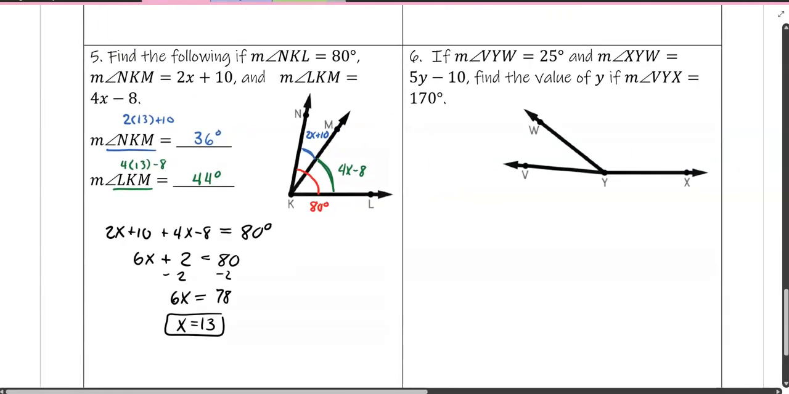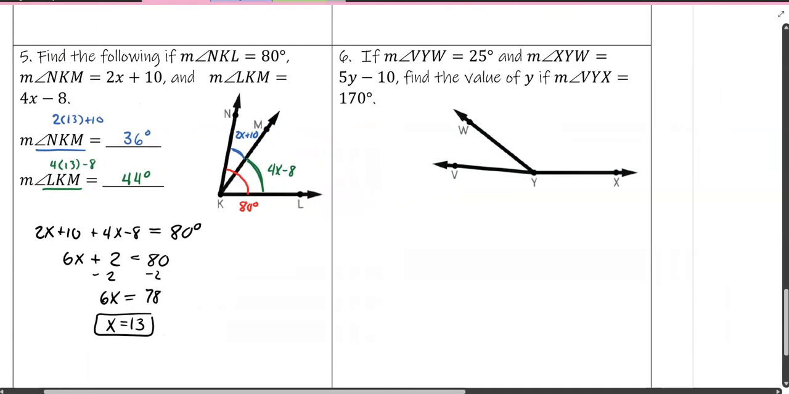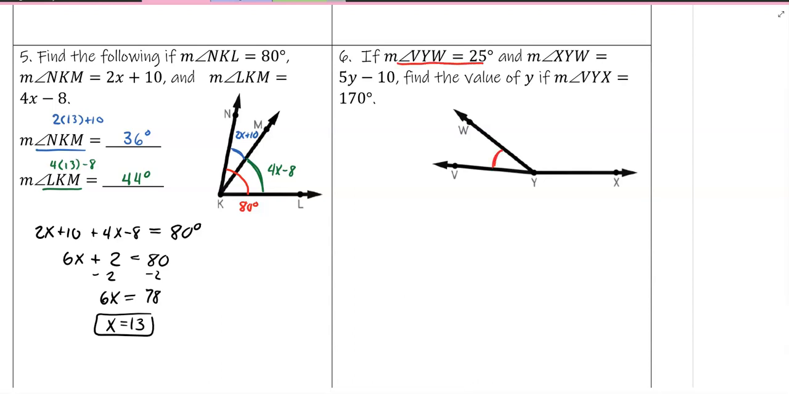We're going to try that with the very last one here as well. So let's, again, label. It's important. VYW, this portion here, is 25. Next part, it doesn't matter what colors you use, by the way, if you haven't noticed. I'm just picking any one that's close to me. So XYW is this portion here in blue. That's 5y minus 10. And last but not least, we have the entire angle all together. Both of them are going to add to 170. So we set up our part plus part equals whole for the last time.